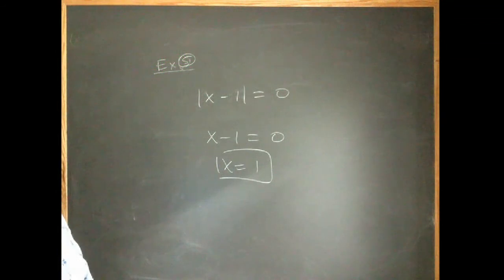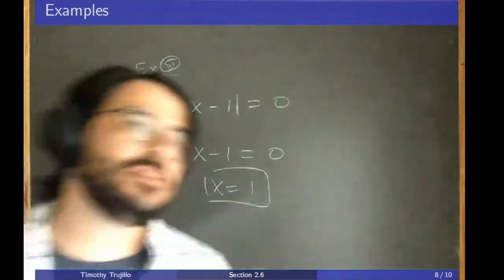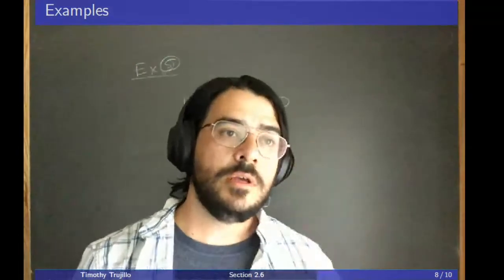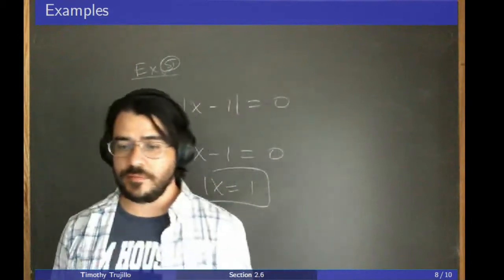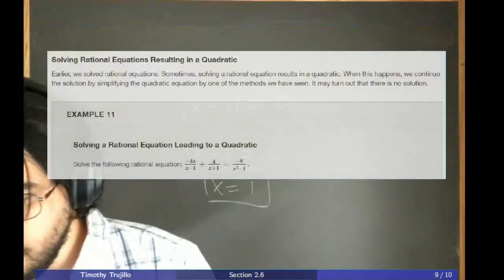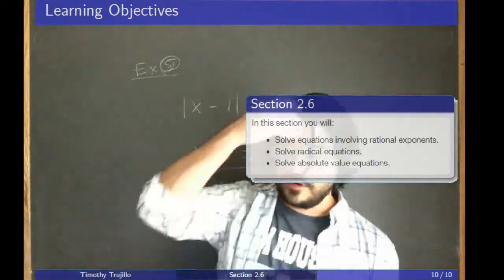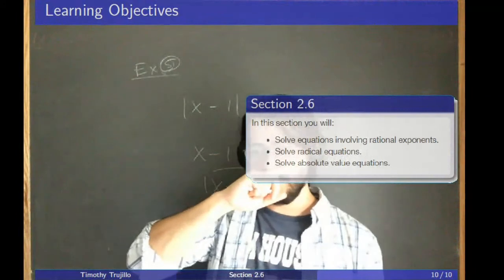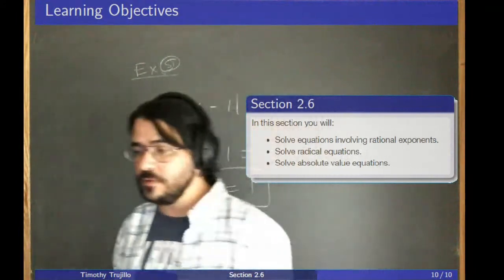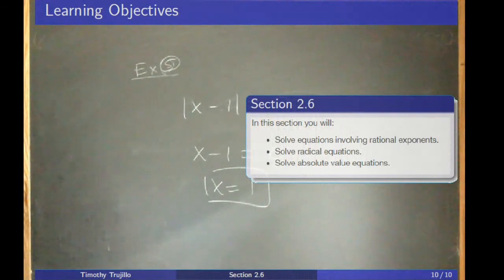Okay, so those were our examples related to the learning objectives. Now, what I would like to do in the last 15 minutes or so is talk about the more difficult questions from Edfinity. So we've already talked about, let me just remind you of the learning objectives. We've talked about rational exponents and radical equations and how to solve those. And we just talked about what we mean by absolute value equations and how to solve those. So we've gone through the 3 learning objectives.